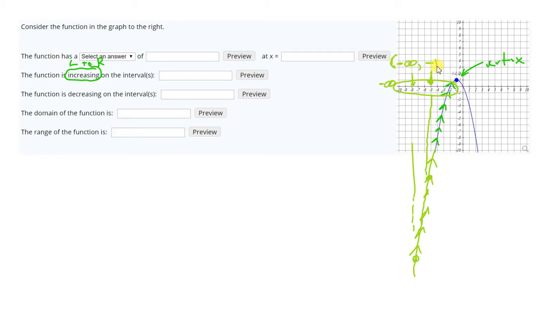Do I include -1? Well, no, because at -1 itself, you're not increasing or decreasing. You're stationary at that point, kind of like the top of a roller coaster. And so I don't include it. I stop just before it. So we use a round bracket to indicate that. Okay, so that's my increasing interval right here. Okay, -infinity through -1.